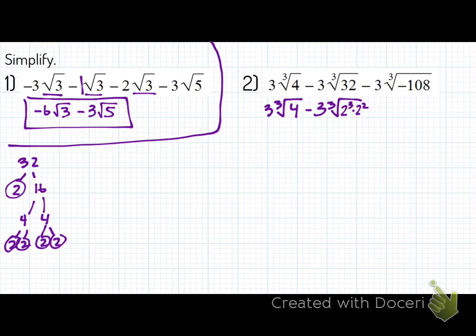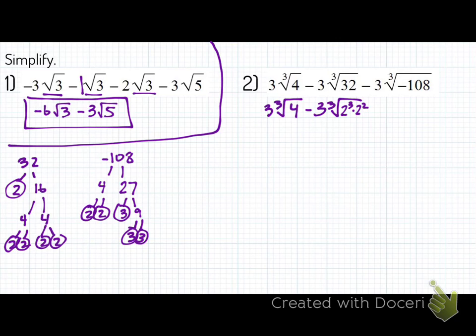Next one, we got -3 cube root of -108. Now, I'm noticing that 2 squared is going to become 4. This is going to become a 4. But how do I get this to be positive? So I'm going to do another factor tree on the side. I'm going to do -108. I know this is like saying 4 times 27, which is like 2 times 2 times 3 times 9, or 3 times 3, right?